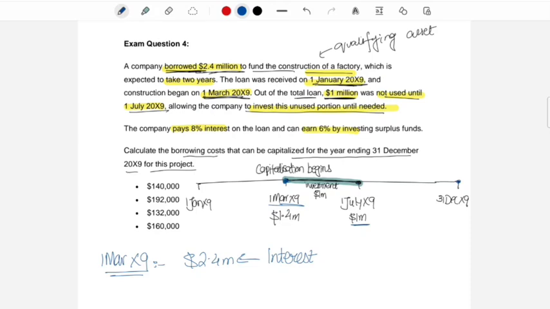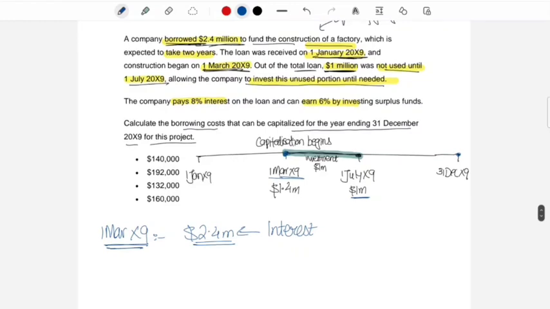Okay, because see, we took out a 2.4 million loan, right? Now the loan provider does not know what we are going to do with that loan. It is our decision that we are going to use half the portion now and the remaining portion later, but the borrowing cost on the entire loan amount would still be charged as normal. So on 1st of March 2009, the 2.4 million borrowing cost would have been charged from 1st of March all the way to 31st of December 2009.